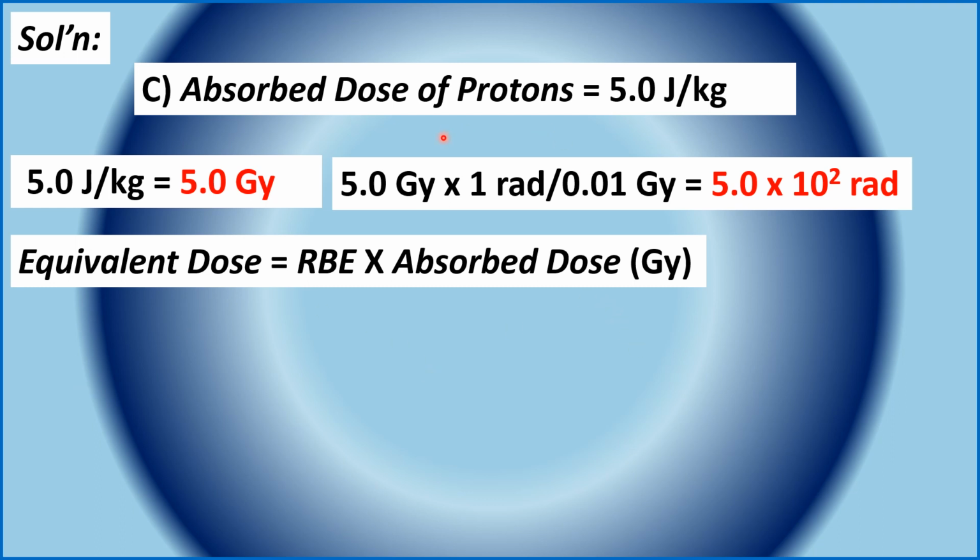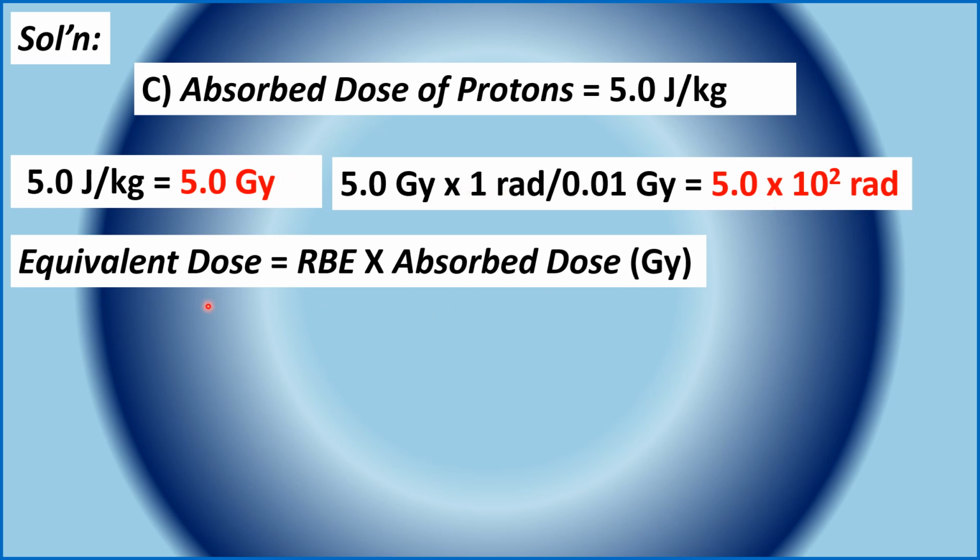All right, so in answering letter C, we are given the absorbed dose equal to 5.0 joules per kilogram, but this time this absorbed dose is assumed to be coming from protons instead of X-rays. So we'll be answering the same questions as in letter A and letter B. The previous answers we got, 5.0 gray as well as 5.0 times 10 to the second power rad, will stay as they are.